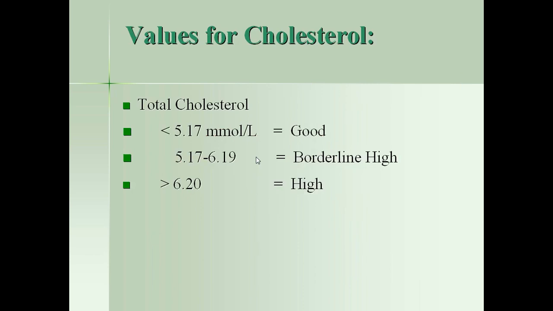Values for cholesterol. Total cholesterol in our body should be less than 5.17 millimoles per liter. That is a good range. 5.17 to 6.19 is borderline, and above 6.20 millimoles per liter is a very high level of cholesterol that may increase the risk factors of cardiovascular diseases, including atherosclerosis and hypercholesterolemia.